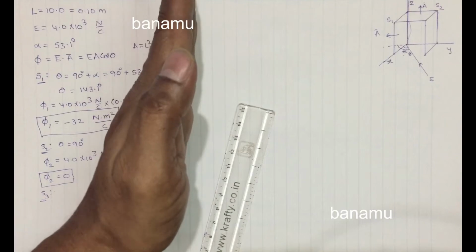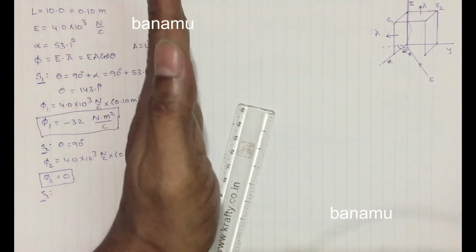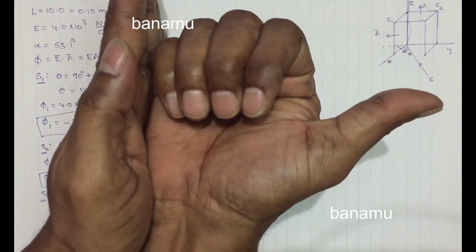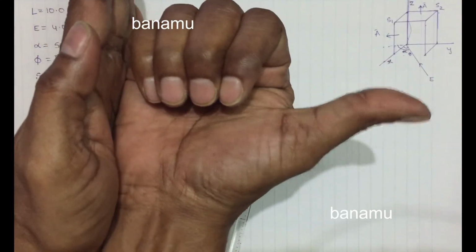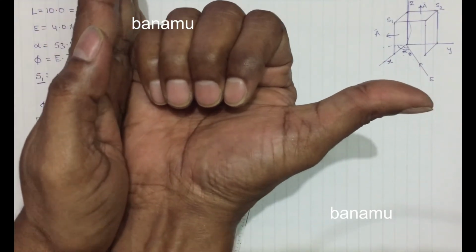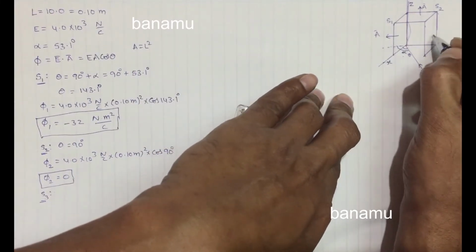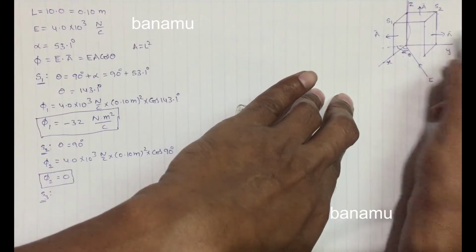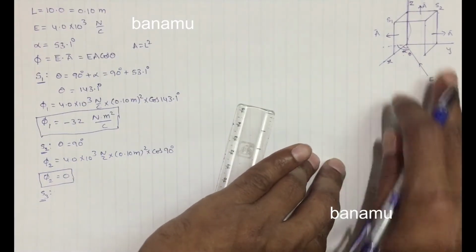In this case, the area unit normal vector is perpendicular to the surface. The thumb direction indicates the area unit normal vector. So the direction of the thumb is along the positive y axis. So the area unit normal vector is along the positive y axis.